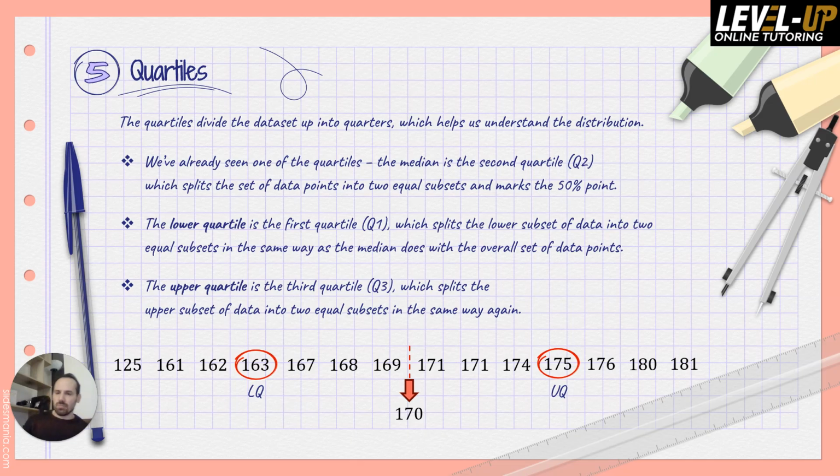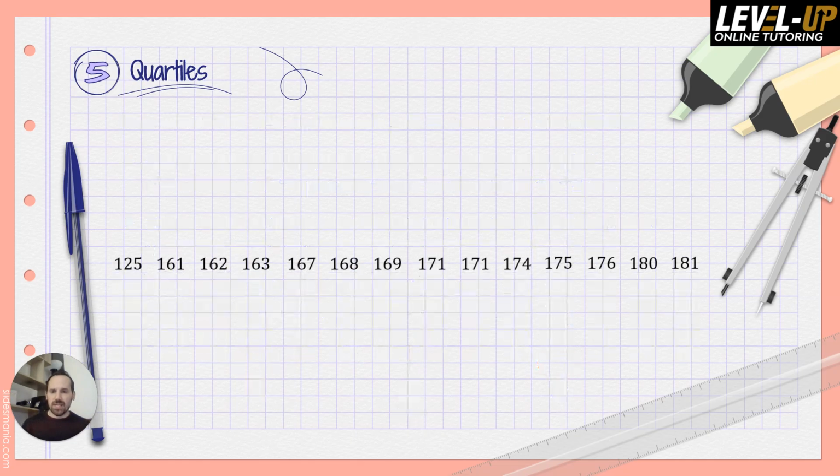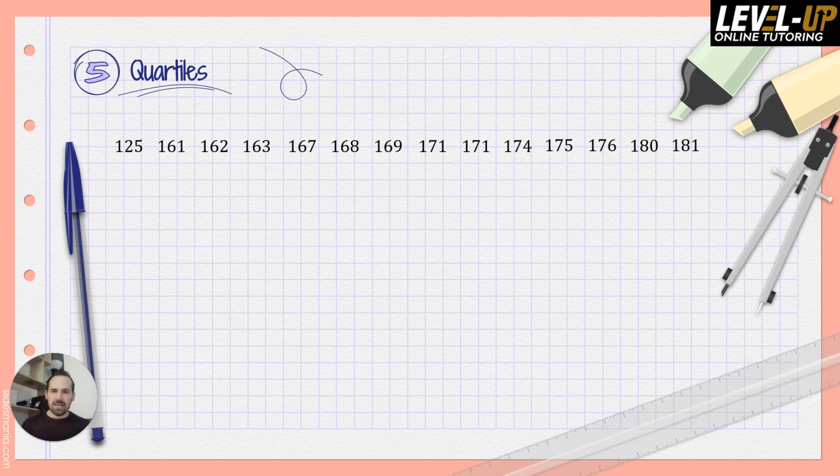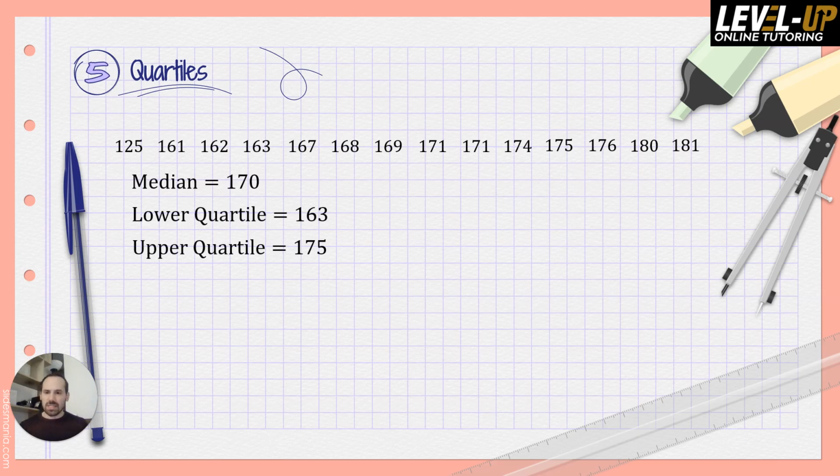Now let's start bringing all our averages together here. So here's our data set. Our median was 170. Our lower quartile was 163. The upper quartile was 175. We can then calculate something known as the interquartile range. We saw the range before, which was the difference between the lowest value and the biggest value. The interquartile range is basically the range between the two quartiles. So we find the distance between the lower and upper quartile, which is 12.